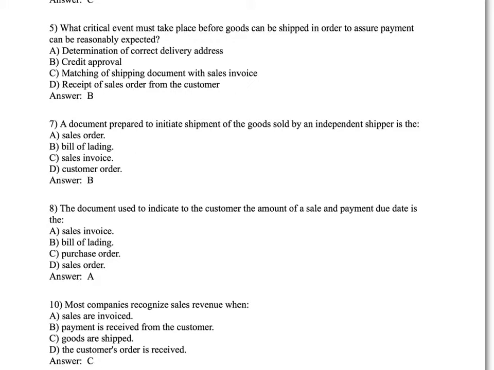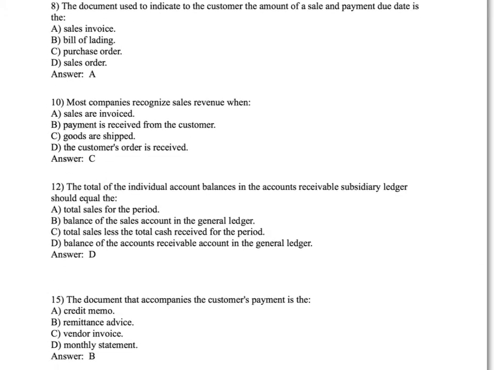And number 7, a document prepared to initiate shipment of goods sold by an independent shipper is the bill of lading. This is terminology, it's bill of lading. I've worked for companies, and every single company is using this term bill of lading to initiate the shipment of goods by an independent shipper. So this is coming from other shipping companies. Number 8, the document used to indicate to the customer the amount of sale and payment due date is obviously the invoice. This one should be pretty normal terminology for you.